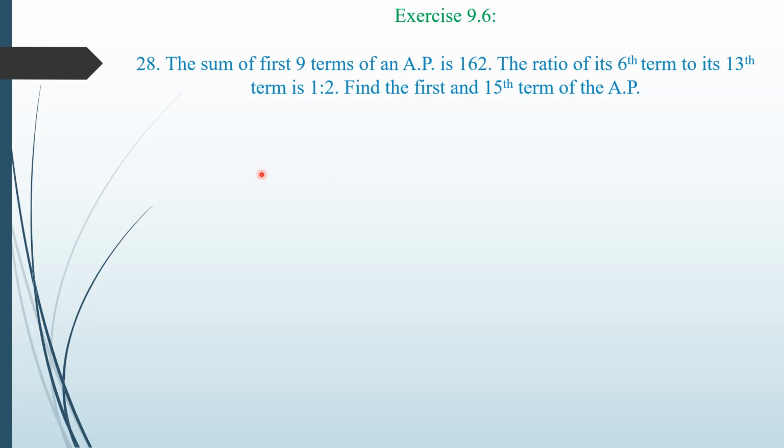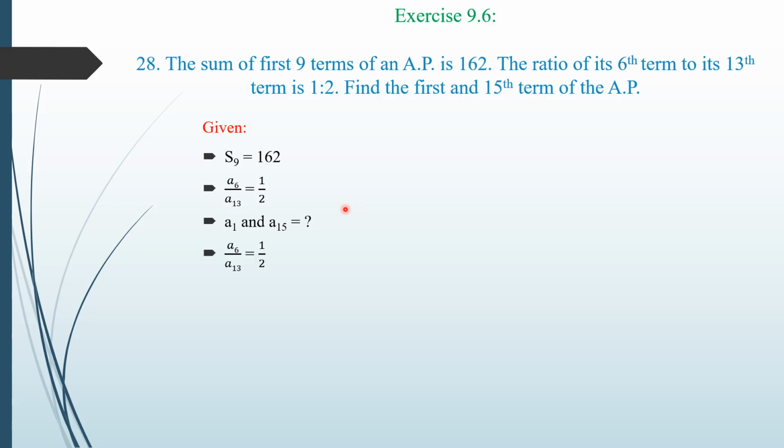The first question of this video is going to be question number 28, which says the sum of first 9 terms of an AP is 162. The ratio of its sixth term to its 13th term is 1:2. Find the first and 15th term of the AP. First, we will note down all the given data. We are given with sum of first 9 terms of an AP, that is S9 equal to 162. Also, we are given with this ratio, that is A6 to A13, that is equal to 1:2. And we are asked to calculate A1 and A15.